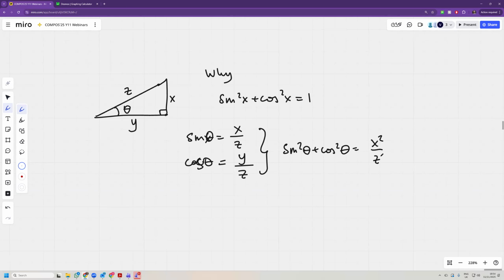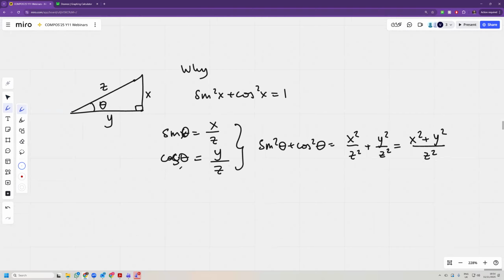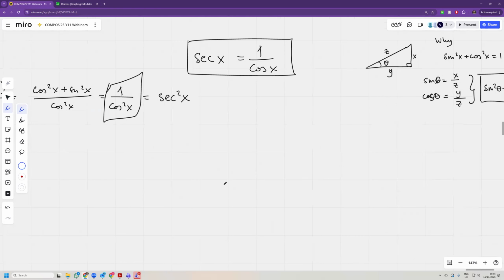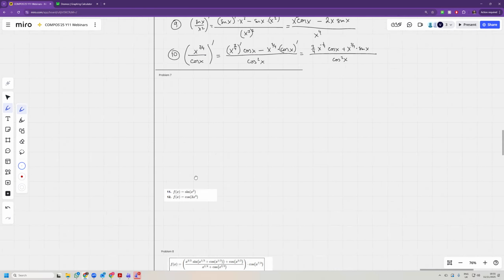x squared over z squared plus y squared over z squared, which equals x squared plus y squared divided by z squared. But from Pythagoras' theorem, x squared plus y squared is z squared. So it's z squared over z squared, which equals 1. So sine squared theta plus cos squared theta is 1. This is the main trigonometric identity.